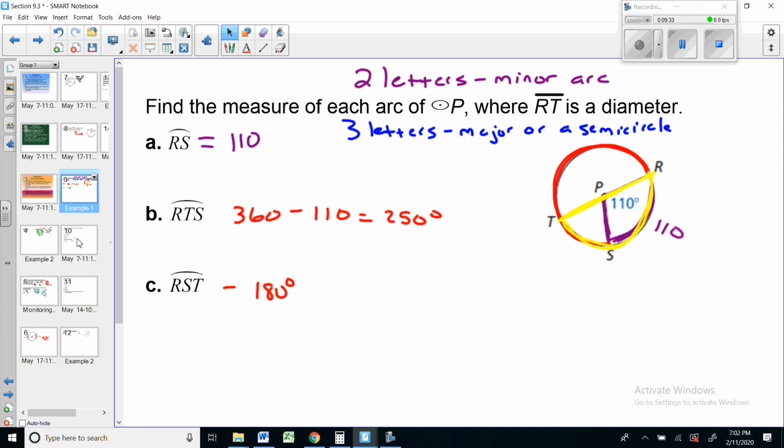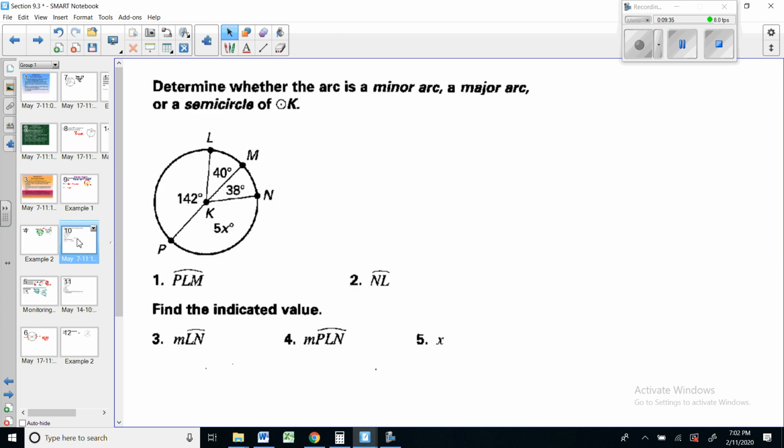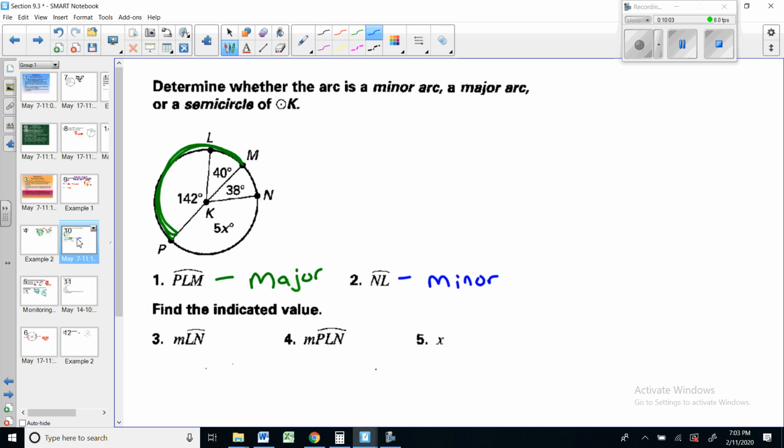Here's another example. We want to determine whether we have a minor arc or a major arc. So what about PLM? If you take a look at PLM, it looks like it is a semicircle, but if you add those two arc measures together, you'll notice that 142 plus 40 is 182, and as a result, that is a major arc. What about number 2, NL? We know right off the bat that's a minor arc, because there are only 2 letters in that name, and if it's only got 2 letters in the name, we know we have a minor arc.